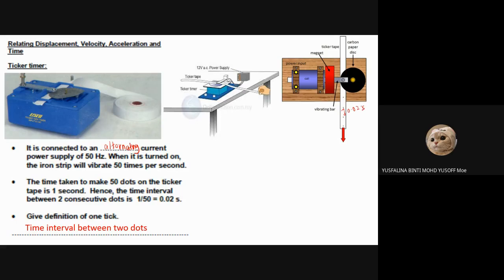Next, give the definition of one tick. One tick is the time interval between two dots. Between two dots here, we call it one tick. So one tick, two ticks, three ticks, and so on. So this is the time interval between two dots. Are you clear about the ticker timer? Anything you want to ask teacher?